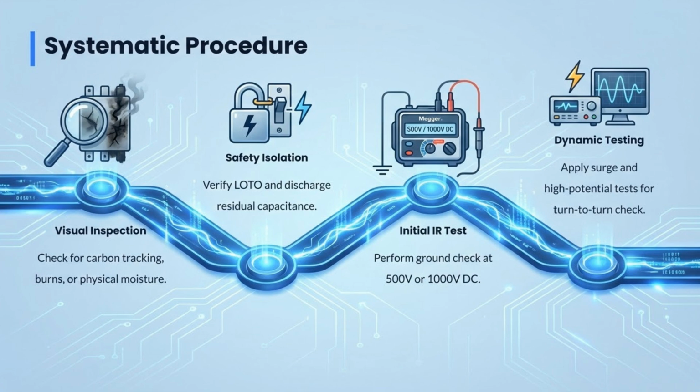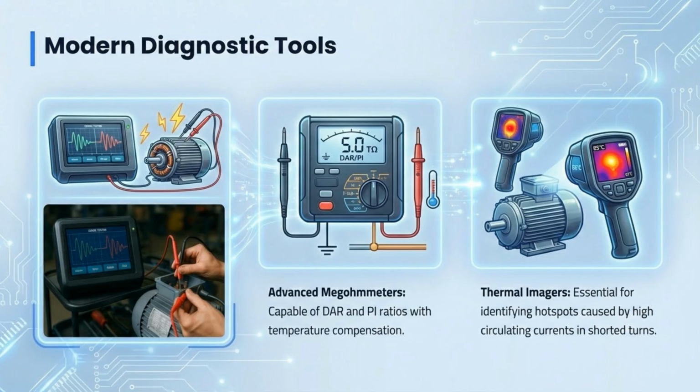A systematic procedure involves visual inspection, safety isolation using LODO, an initial insulation resistance test, and dynamic testing with surge and high-potential methods for turn-to-turn checks. Modern diagnostic tools include advanced megohmmeters, capable of DAR and PI ratios, and thermal imagers, essential for identifying hotspots caused by high circulating currents in shorted turns.